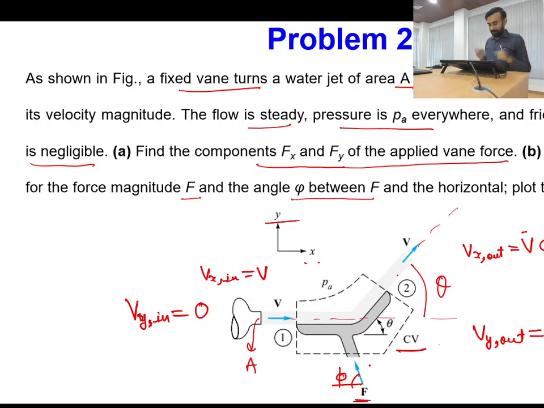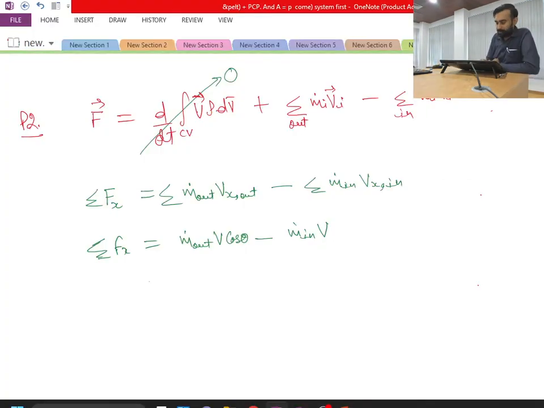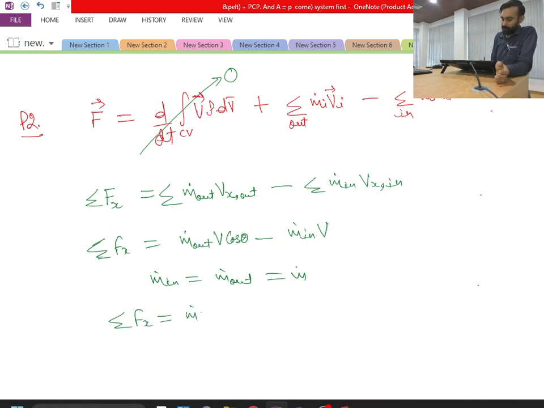Now one more thing. This jet is only deflecting. So ultimately the mass at the inlet will be the same as the mass at the outlet. The mass flow rate will be the same at the inlet and the outlet, because the area of the jet is not changing, it is only deflecting. So as per the given situation in the question, m dot in will be equal to m dot out, which will be equal to m dot. So ultimately I can say that the sum of forces in x direction is equal to m dot V times (cos theta minus 1).